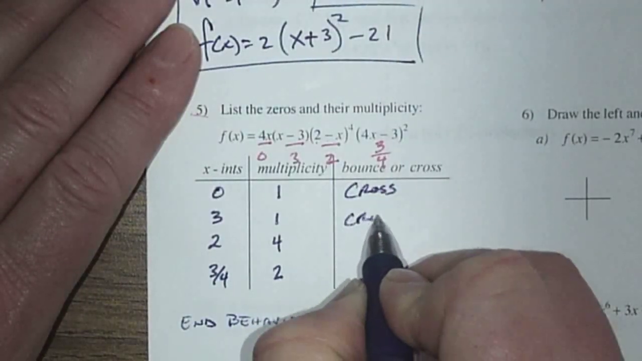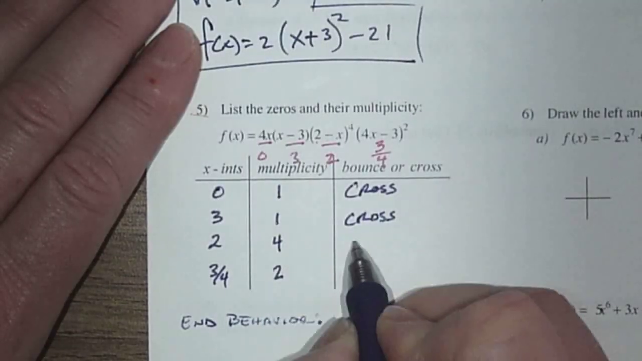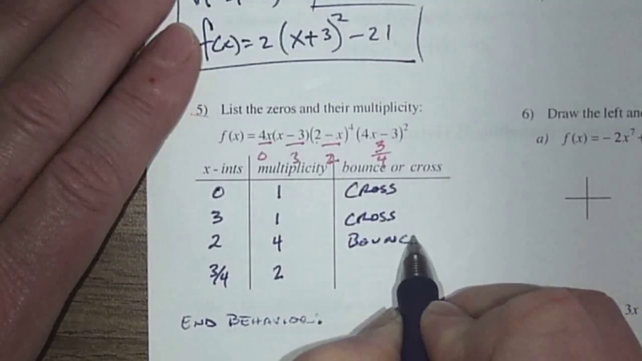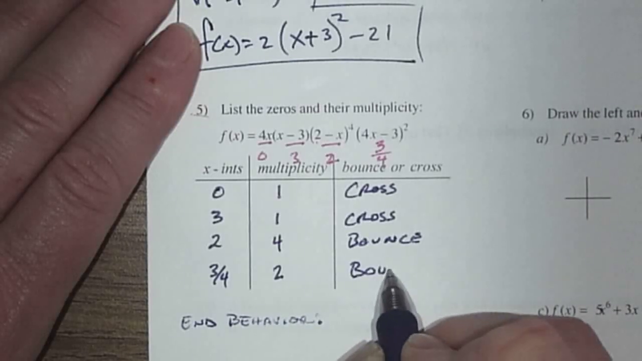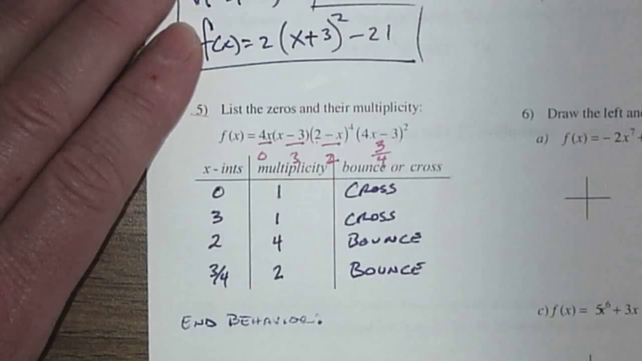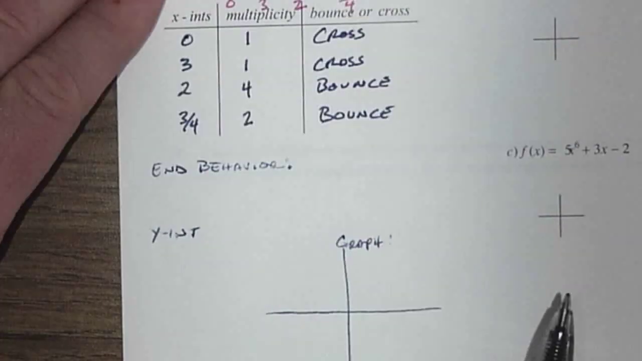If it's a 1, it crosses. If it's an even, it bounces. If it's an odd, bigger than 1, it wiggles. Now I added a few problems onto this.